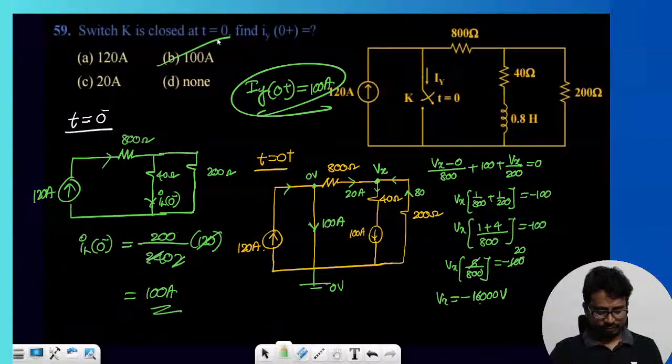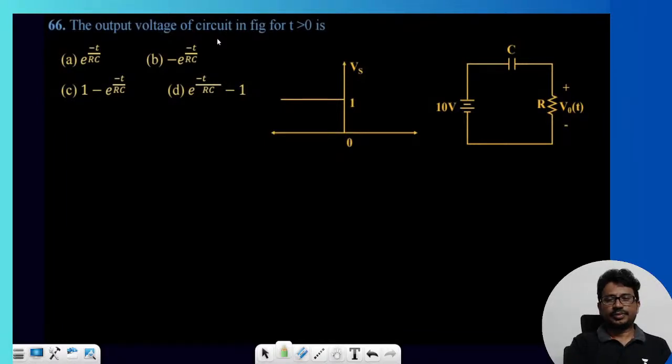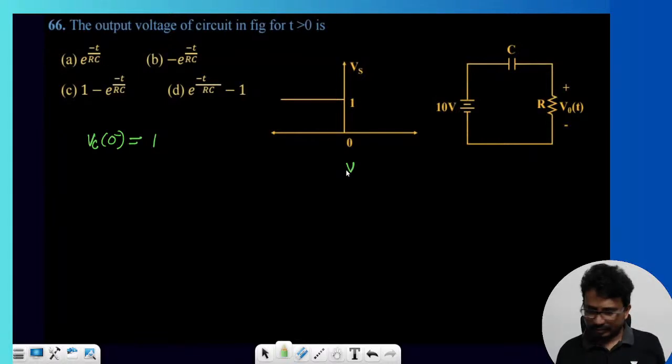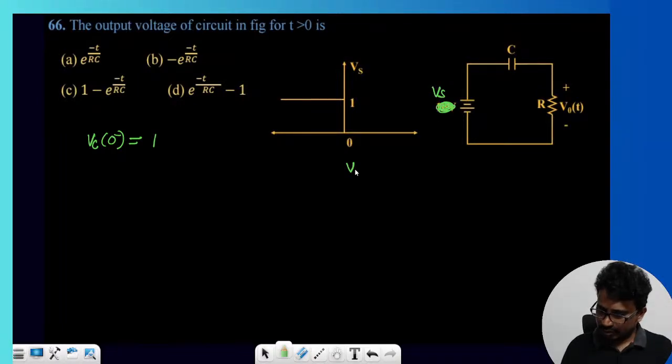Yes, you can tell me now this one. So you can see here, Vs initially, what is the VC of 0 minus? So this is steady state 1. This is nothing but the supply. This is Vs. So this is Vs of t.